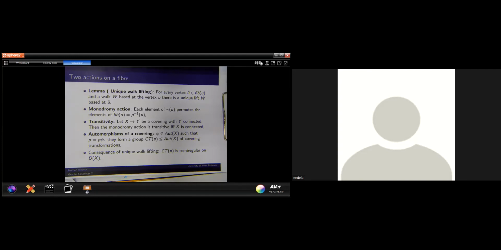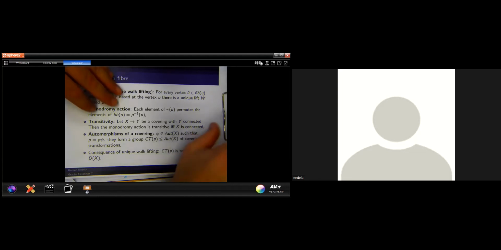Now something which is well known from algebraic topology. The first lemma in the theory of graph covers is the unique walk lifting lemma, and it states that whenever you have a walk in the base graph, say based at the vertex u, and if you fix a vertex u tilde in the fiber over u, then there is a unique lifted walk w tilde based at the vertex u tilde.